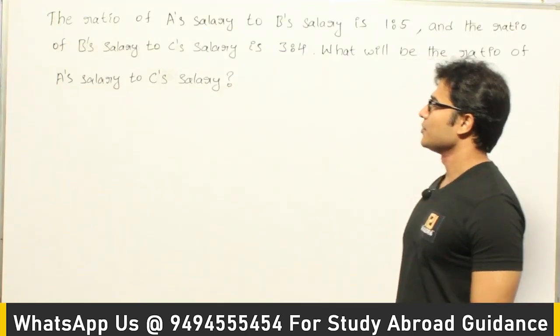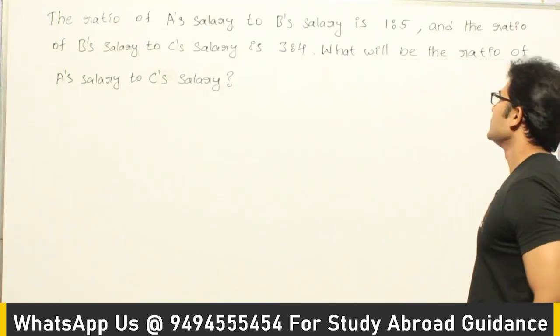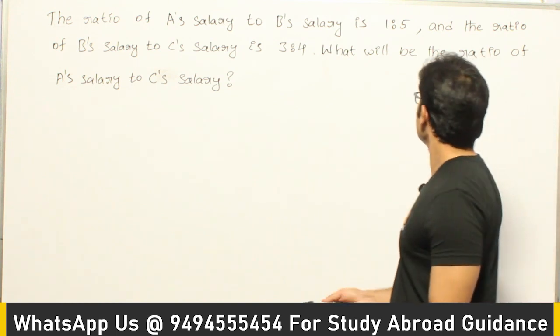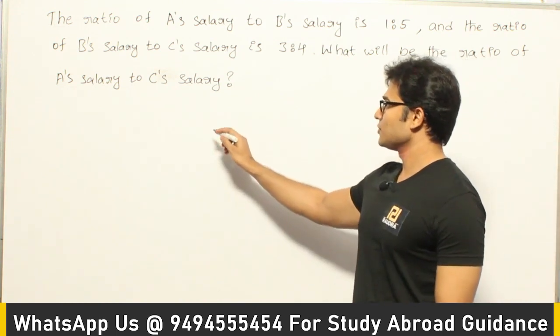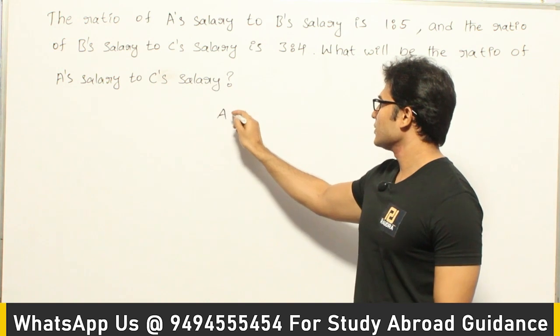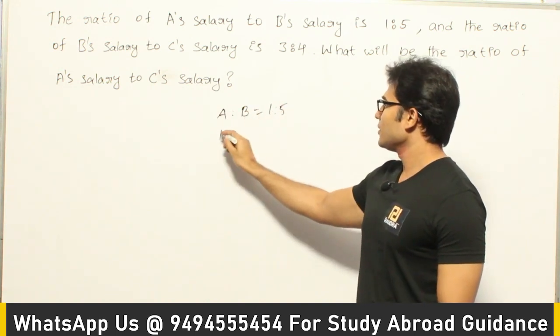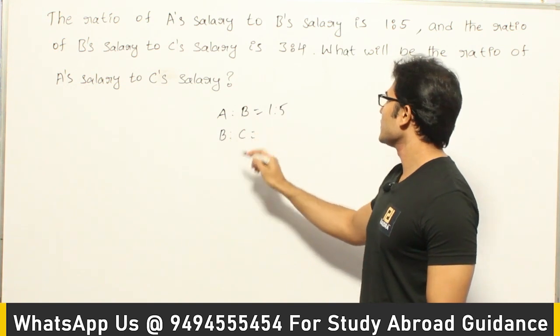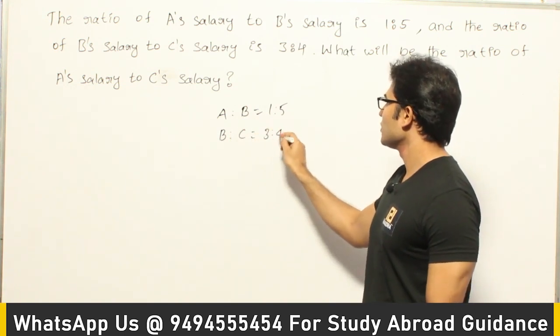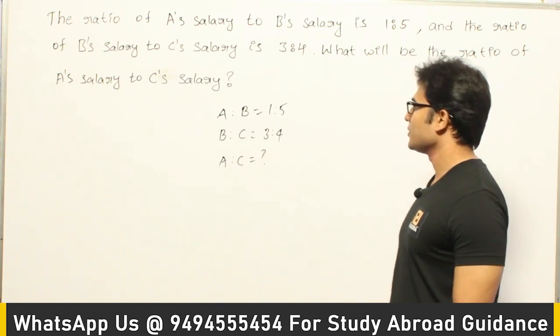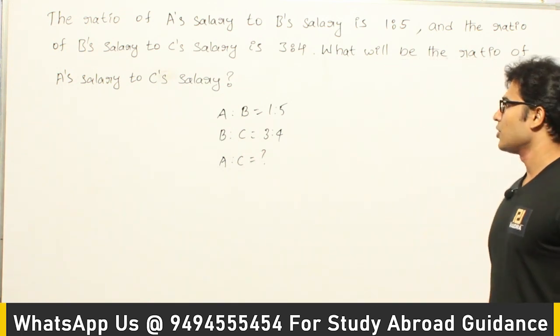Now let's see this example. The ratio of A salary to B salary is 1:5 and the ratio of B salary to C salary is 3:4. Then what will be the ratio of A salary to C salary? So they are saying that A salary to B salary is in the ratio of 1:5, and then they are saying that B salary to C salary is in the ratio of 3:4, and now they are asking what is the A salary to C salary ratio. This is what is asked.